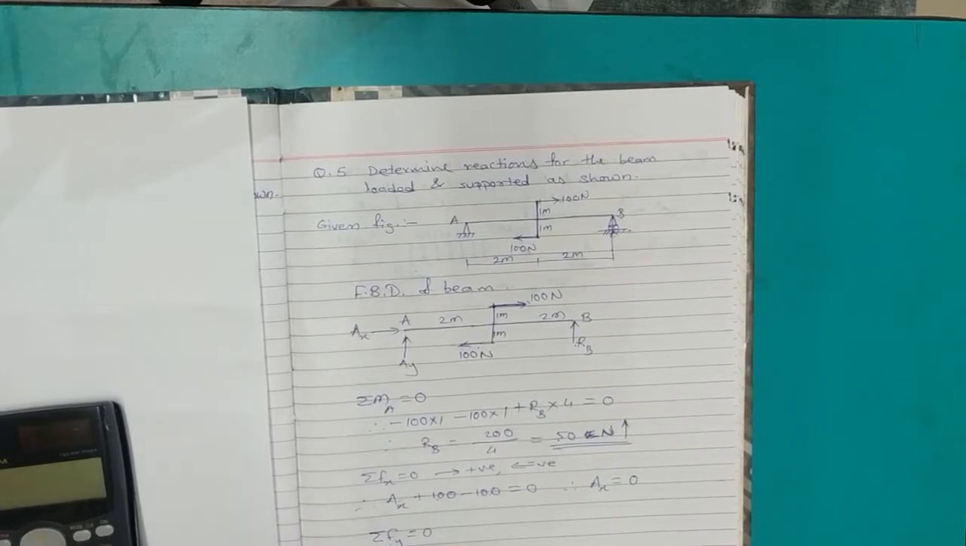Summation Fy equals to 0. Let's use the third remaining condition, upward positive and downward negative.